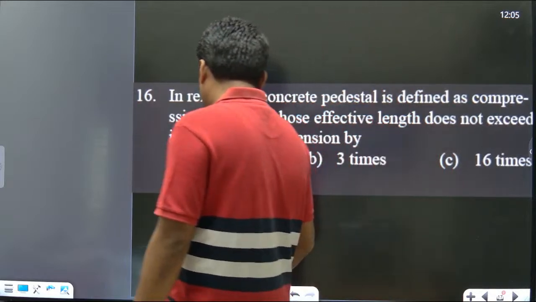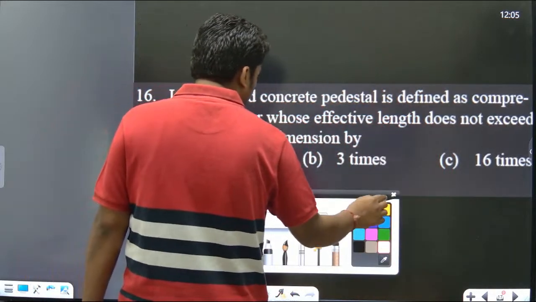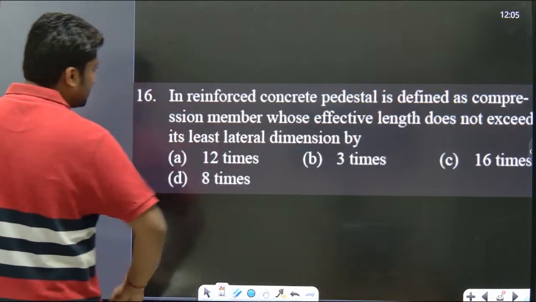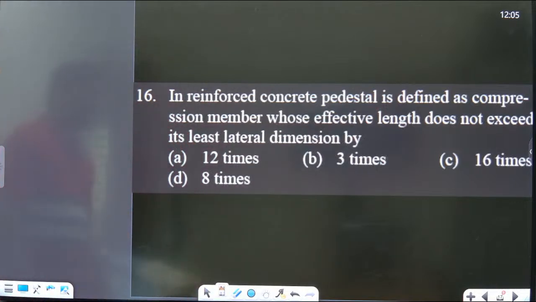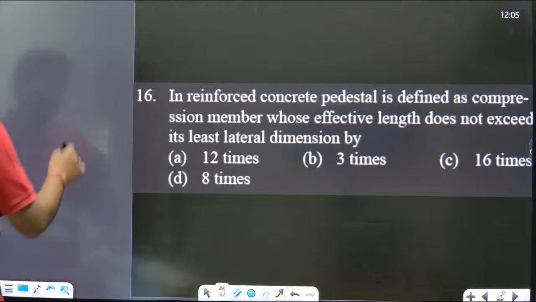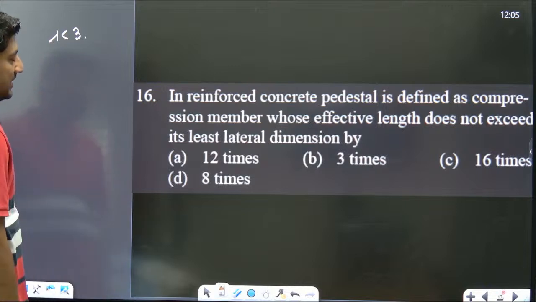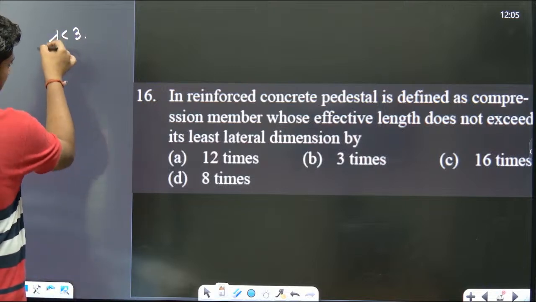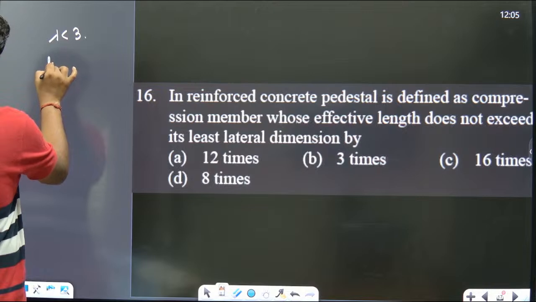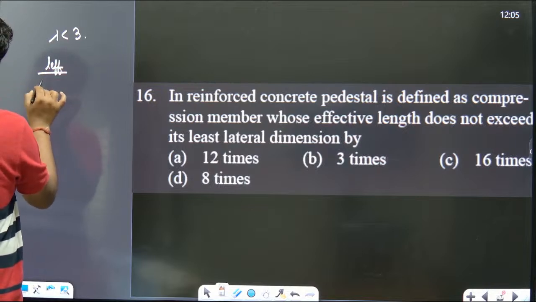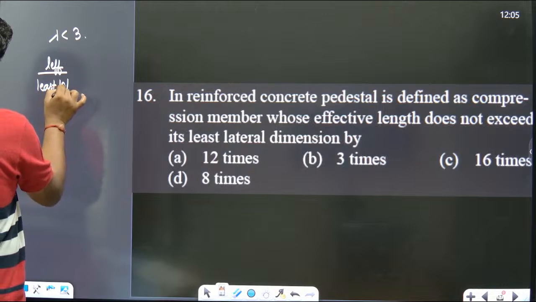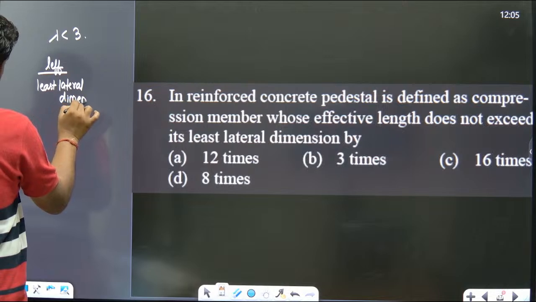Answer this question. In reinforced concrete, a pedestal is defined as a compression member whose effective length does not exceed its least lateral dimension times something. So slenderness ratio is less than or equal to 3: effective length upon least lateral dimension should be less than 3.